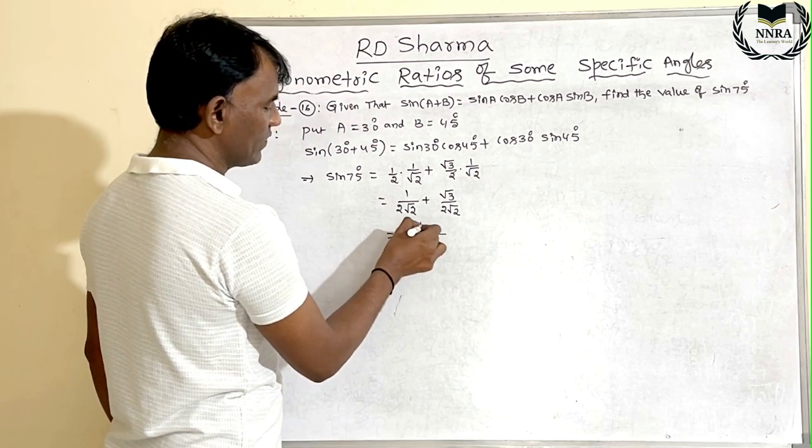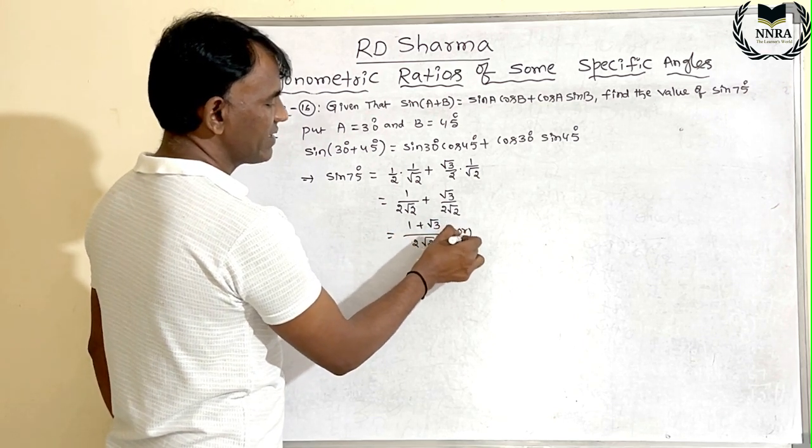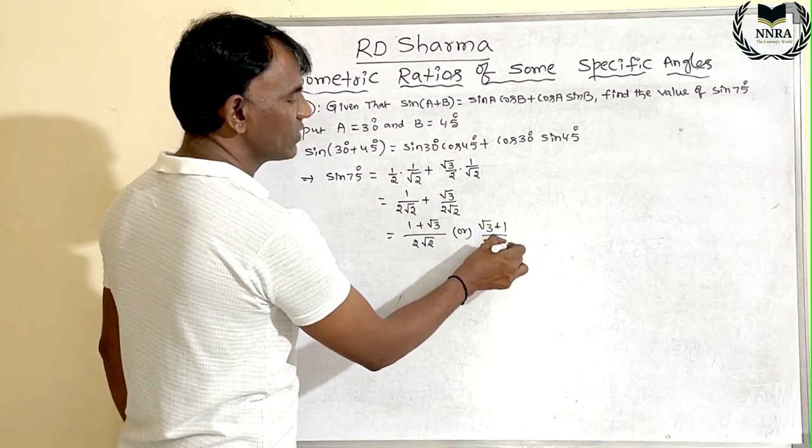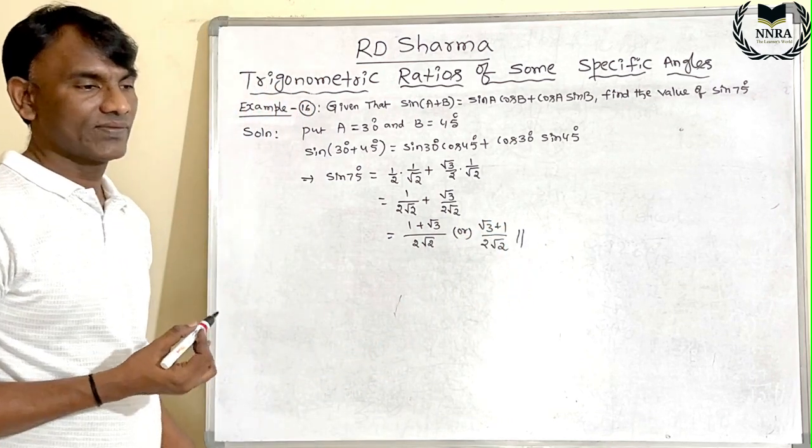And how to write it? 1 plus root 3, or the same value can be written as root 3 plus 1 divided by 2 root 2 also. That is the answer.